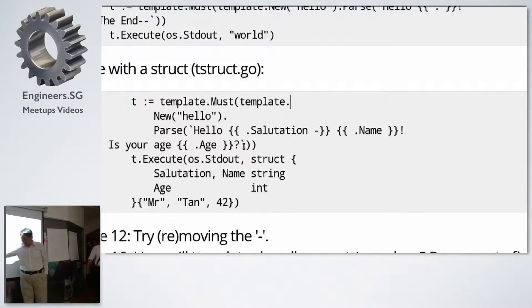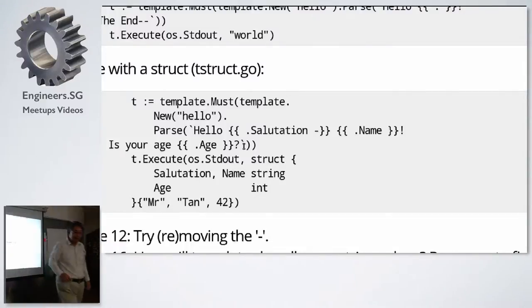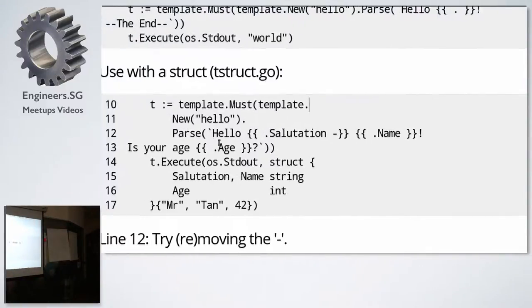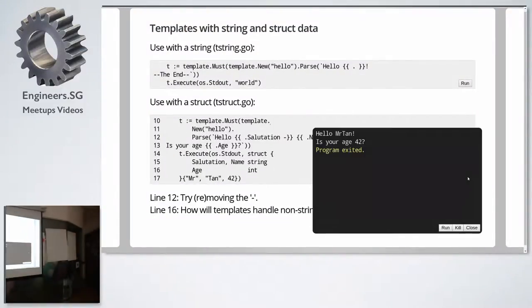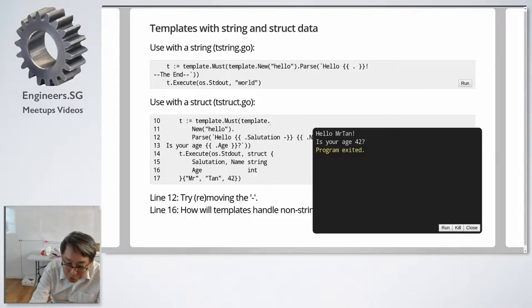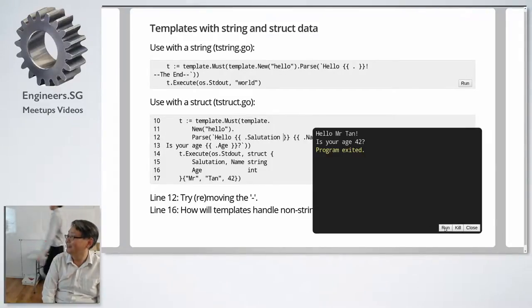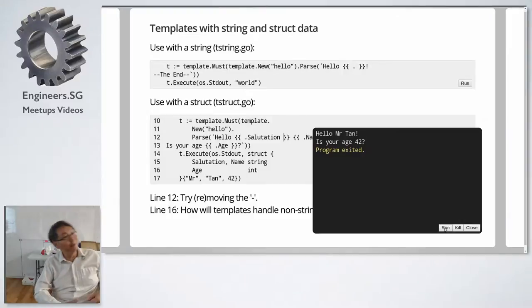What do you think it will show? It will say, hello, Mr. Tan. And minus sign. Okay, let's run that. And it says, hello, Mr. Tan. But if I remove a little minus sign here, look carefully between the space with Mr. and Tan. There's a space there. So the minus sign eats up white space. So tutorial number one: minus sign at the back eats up white space at the back. Minus sign in front eats up white space in the front. It's a white space eater.